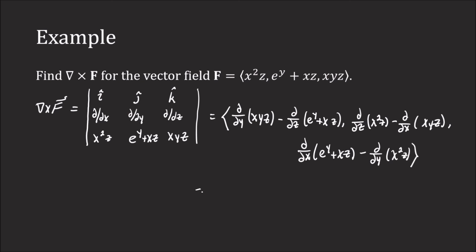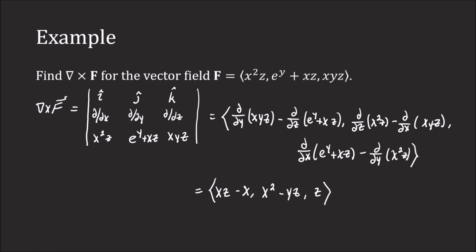And if we look at this, partial y of xyz is xz, minus partial z, that'll be x. We'll have x squared then minus yz as the second component. And in the final component, we have just z minus 0. And so there is our curl. And if we wanted to know the curl at a point, we could just plug in the xyz values in here.